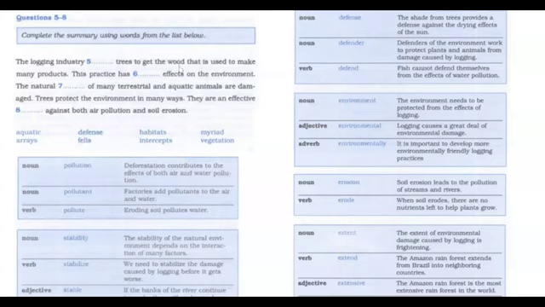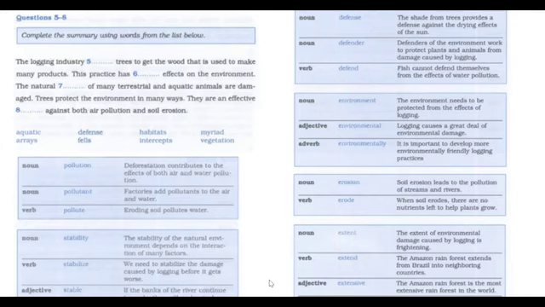Defense, it's a noun. The shade from trees provides a defense against the drying effects of the sun. Noun: defender. Defenders of the environment work to protect plants and animals from damage caused by logging. Verb: defend. Fish cannot defend themselves from the effects of water pollution.